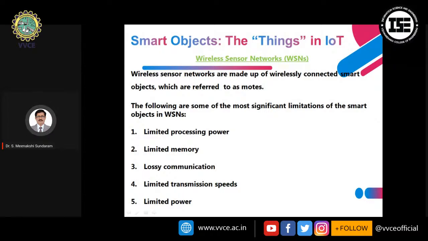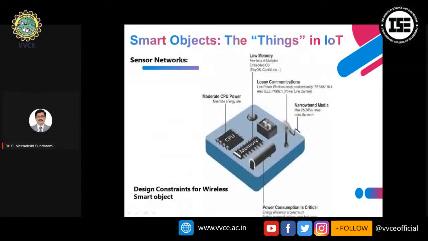So wireless sensor networks, as we know, are made up of wirelessly connected smart objects, which are referred to as nodes. In these wireless sensor networks, we are mainly concentrating on limited processing power, limited memory, lossy communication, limited transmission speeds, and limited power. So this is one example of a design constraint for a wireless smart object.